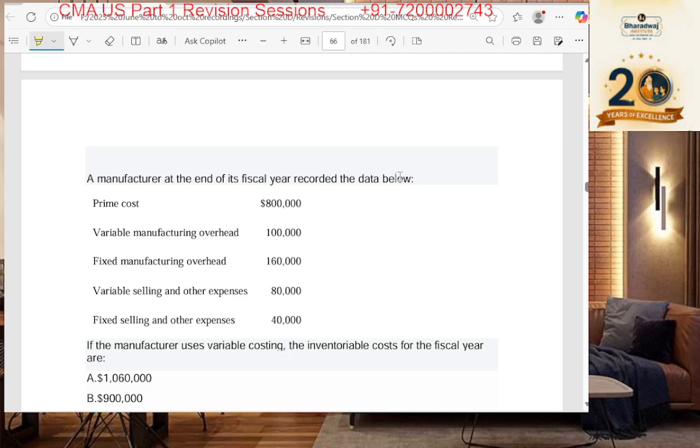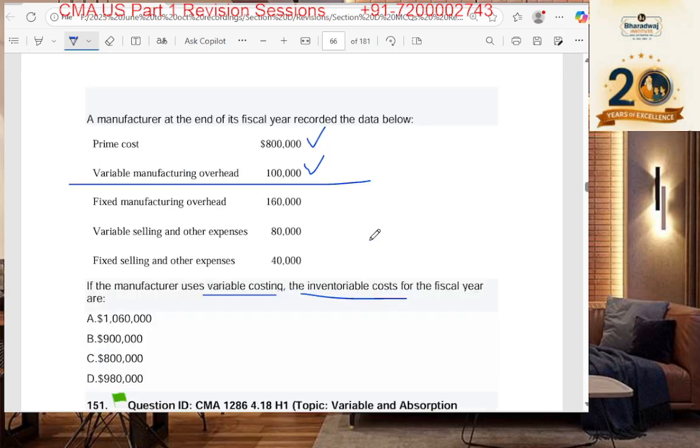Manufactured at the end of the fiscal year recorded the data as follows: prime cost, variable overheads, fixed overheads, variable selling overheads, fixed selling overheads. They use variable costing. Inventory cost for the fiscal year will include only these two, 9 lakhs.